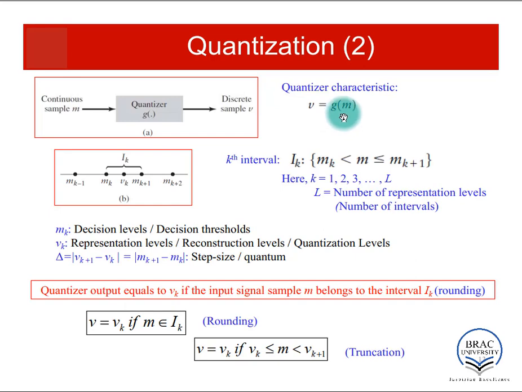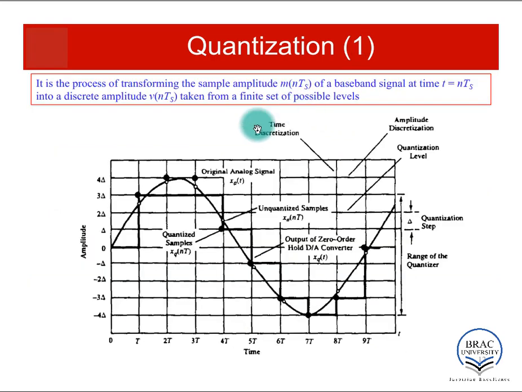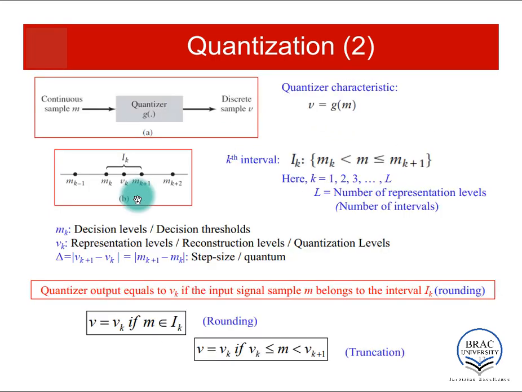When we are passing it through a quantizer, we are getting this V. V is the black dot here. That is the quantized sample or the discretized sample. So we are already aware of two types of quantization schemes. They are rounding and truncation. Let's see how it is done.